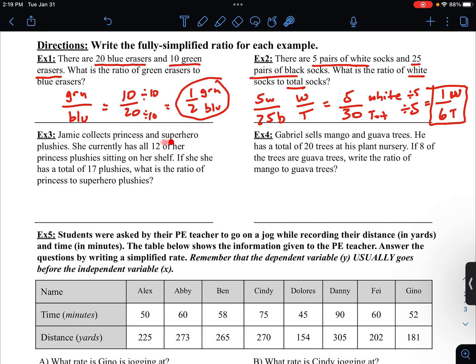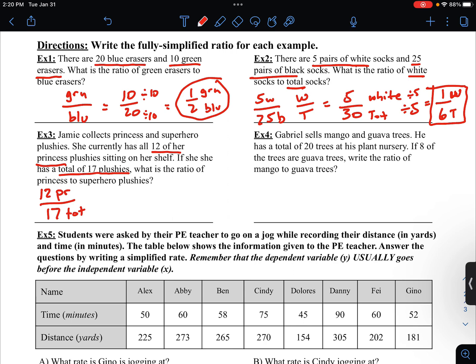Example 3. Jamie collects princess and superhero plushies. She currently has all 12 of her princess plushies sitting out on her shelf. 12 princess. If she has a total of 17 plushies, what is the ratio of princess to superhero plushies? Total of 17. So the ratio is 12 princess to 17 total.